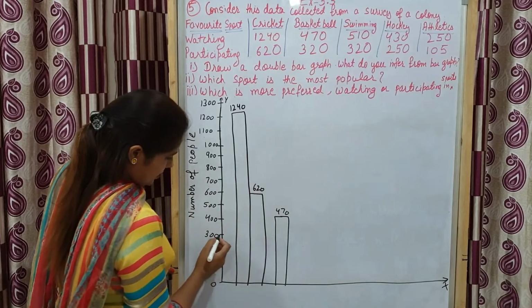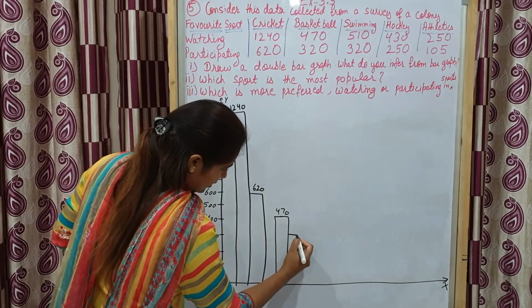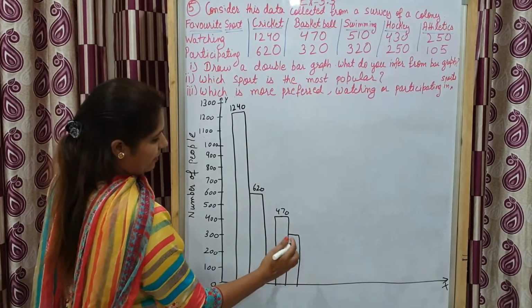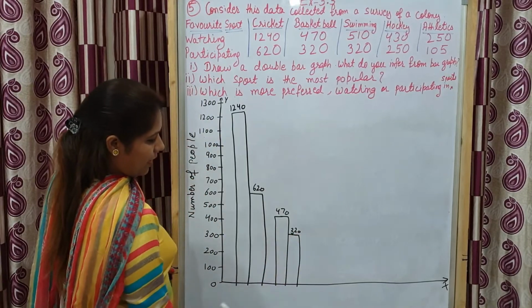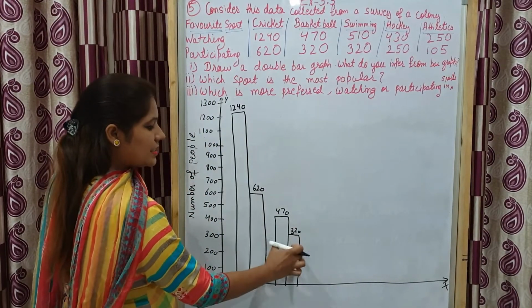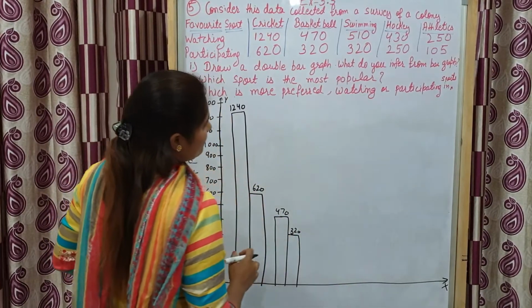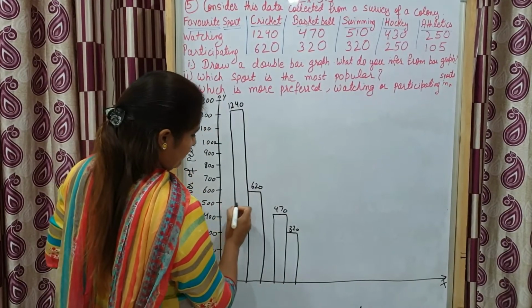Then 320, second line, just next to it. Don't leave a graph of a particular type, that is a bar. Don't leave any type of bar. After completing this type, then you will leave a bar. Box. Then next is 510, swimming, 510.